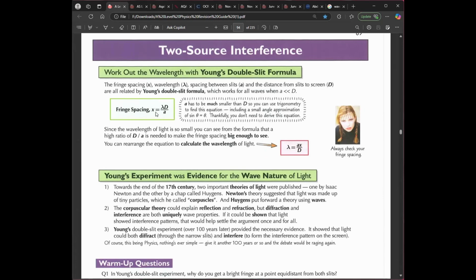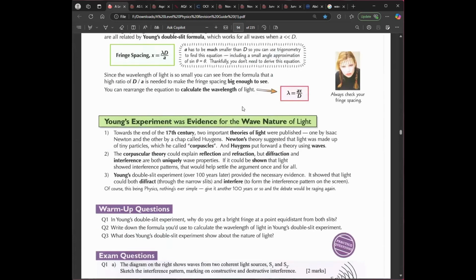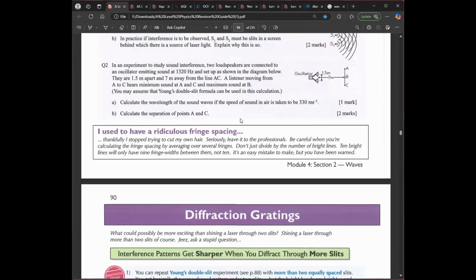So x basically tells us the spacing between the fringes. You can always find lambda using this, the wavelength of the light source you used, by looking at the fringe spacing and knowing the distance between the slits and the screen, and also the distance between the slits. So this is the formula that you just need to remember. All right, so this was the double slit experiment.